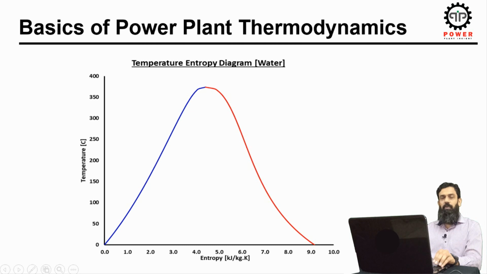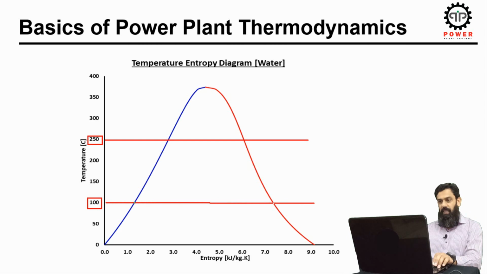Isothermal process is that process in which the temperature remains constant throughout the process or operation. And similarly, if we are moving in a straight line in the horizontal direction, the temperature will remain constant, and this process will be called an isothermal process.